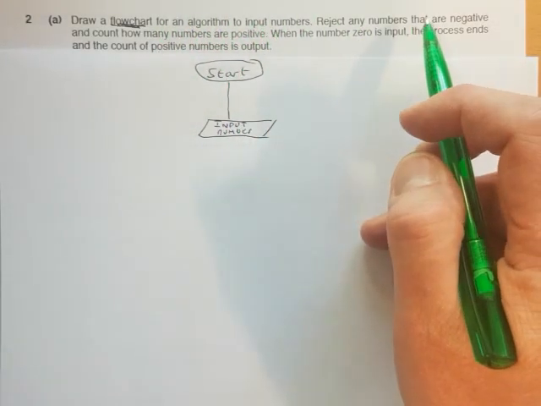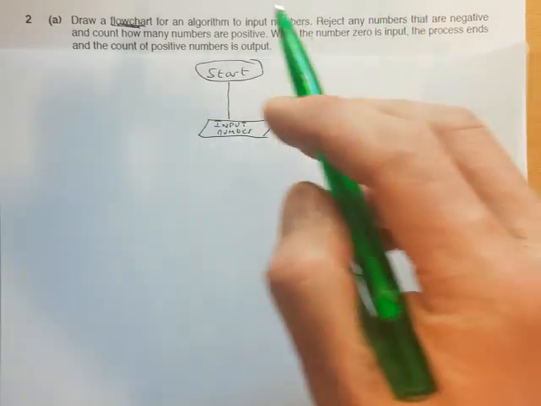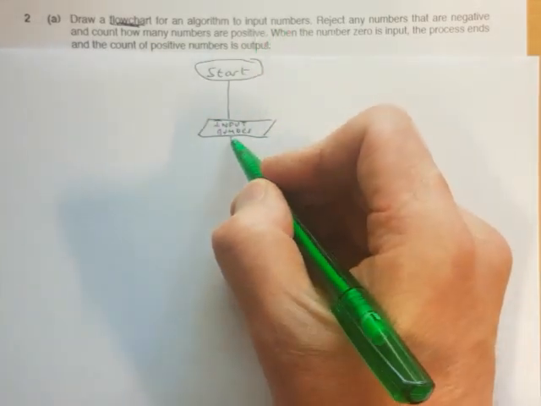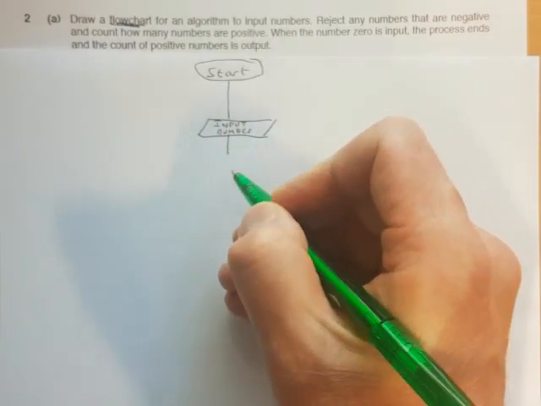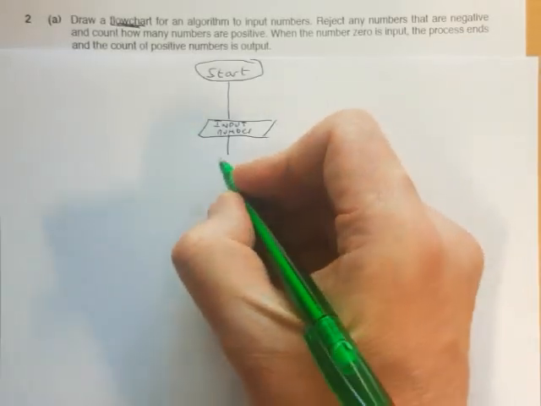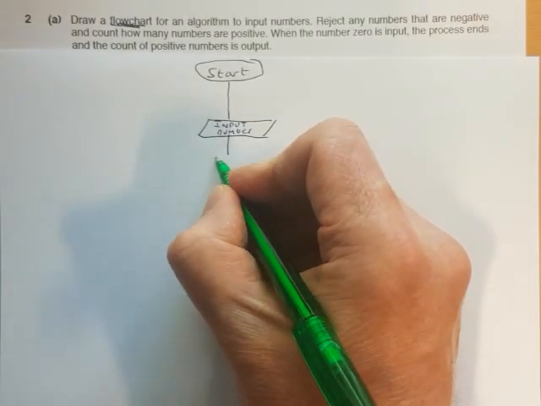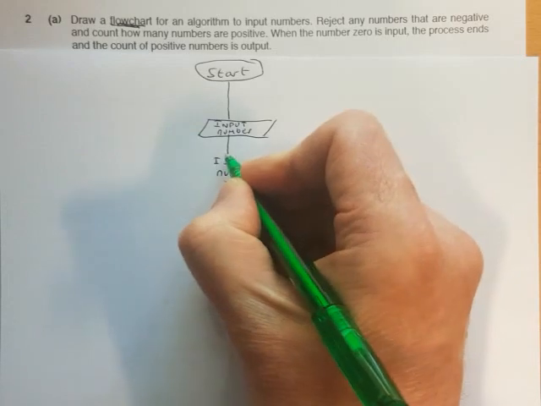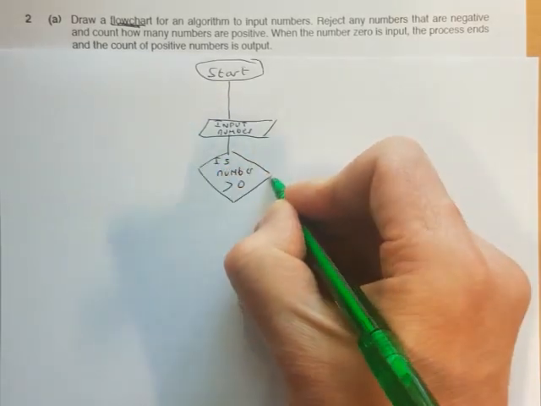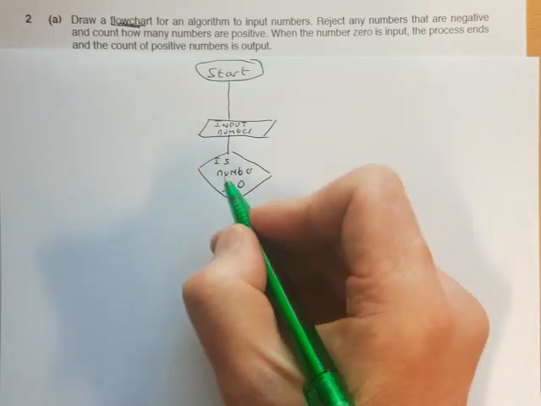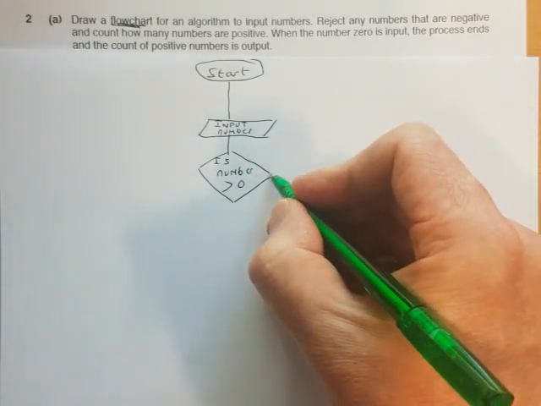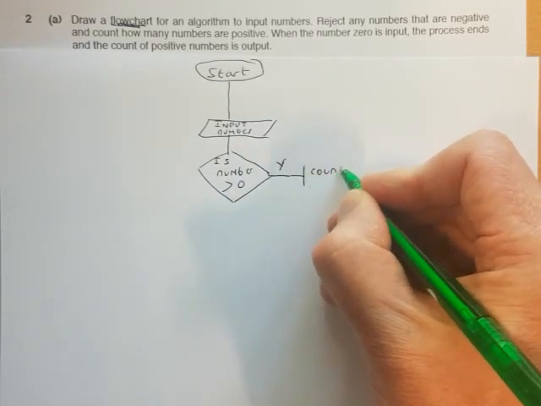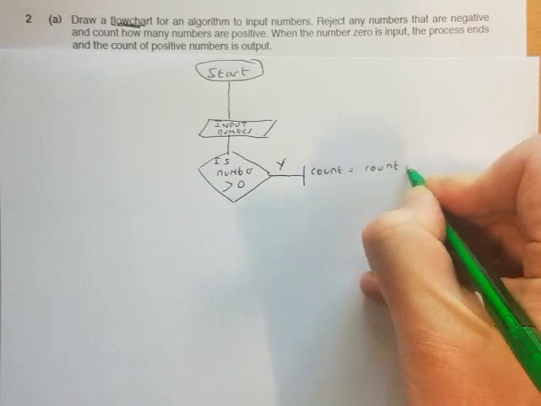Reject any numbers that are negative and count how many numbers are positive. So what I'll do here is we'll test the number to see if it's positive. So we'll say, is number greater than 0? Okay, and then we're using the decision diamond shape to do that. Is the number greater than 0? Well, if it is, we're going to add 1 to our count. So count equals count plus 1.